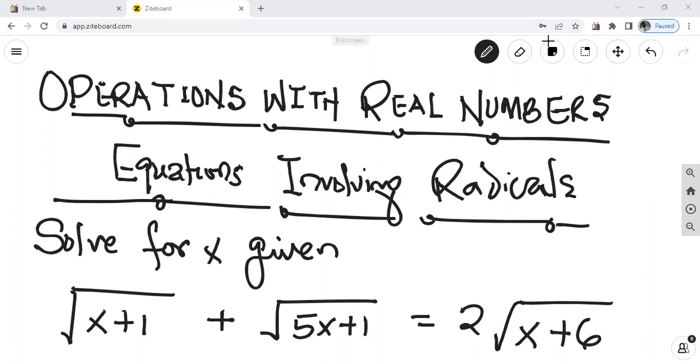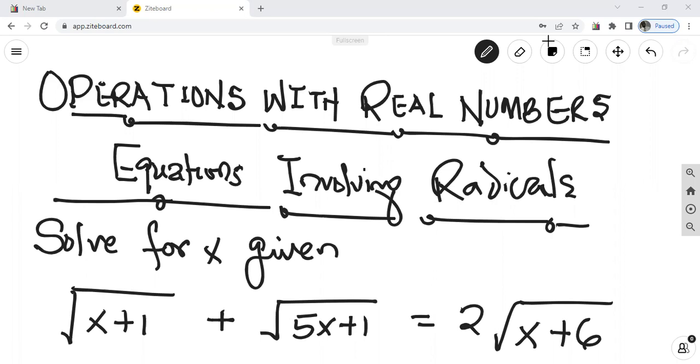Suppose you are told to solve the equation: square root of x plus 1 plus square root of 5x plus 1 equals 2 of the square root of x plus 6. How do you go about it?